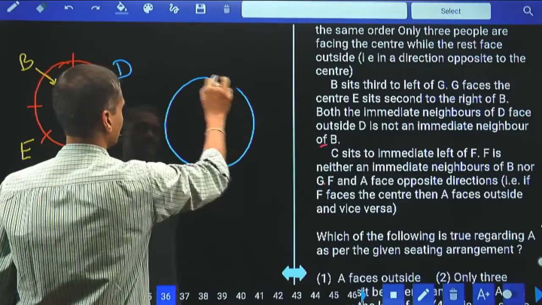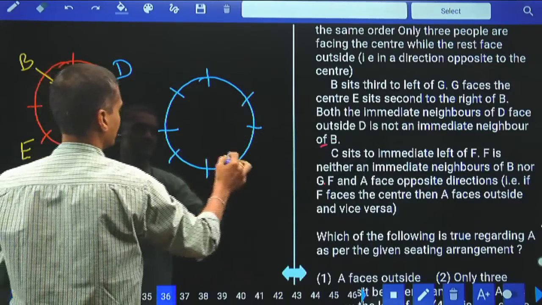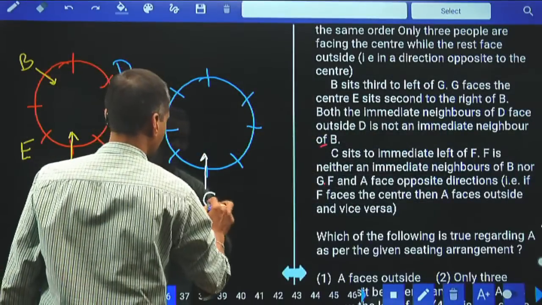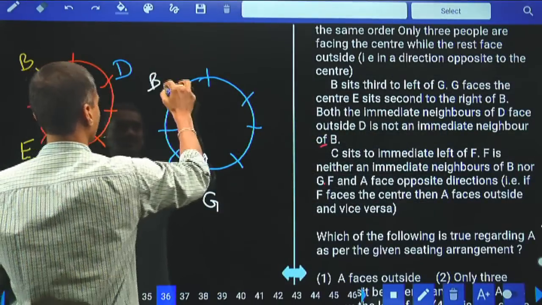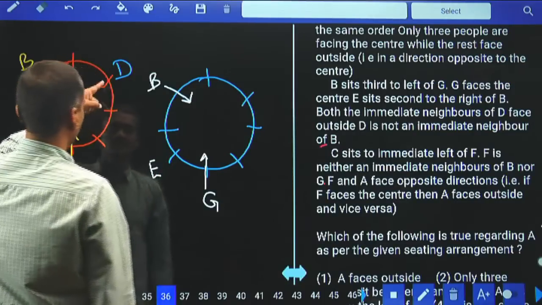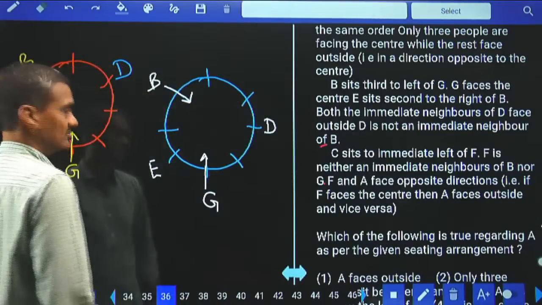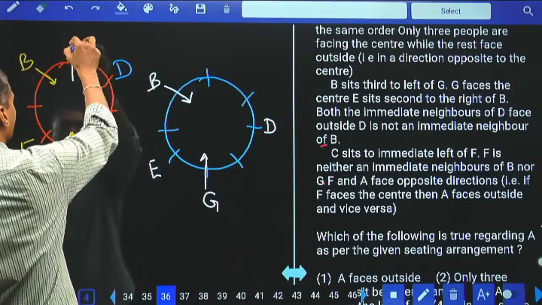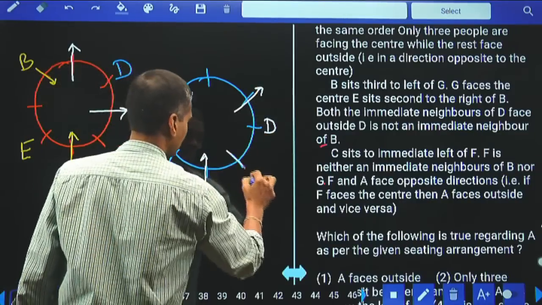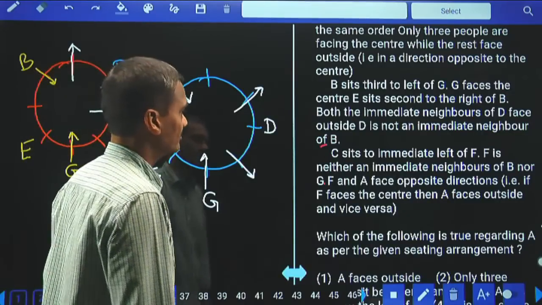Now how many persons are there? 8 persons. 1, 2, 3, 4, 5, 6, 7, 8. Now in this one, of these 8 persons, G is facing the center, B is here, B is facing the center, E will be here, and if E is here, I have taken D at this place. In this case, I will take D at this place. Two possibilities. Immediate neighbors of D away from the center, here also D is away. Immediate neighbors of D away from the center, here also away from the center. Immediate neighbors of D facing away from the center.